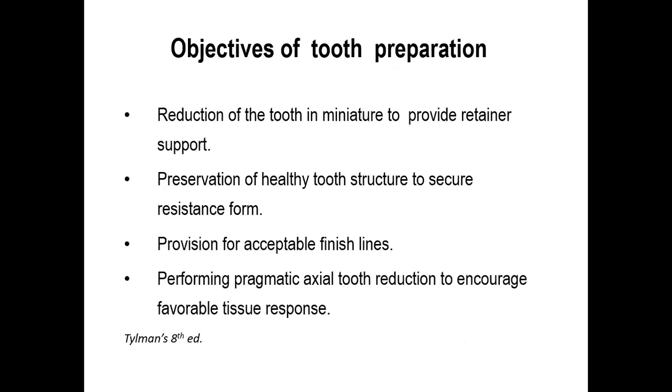Now, what are the objectives of tooth preparation? According to Tillman, he has given 4 objectives of tooth preparation. First is reduction of tooth in minimum to provide retainer support. Second is preservation of healthy tooth structure to secure resistance form. Third, provision of acceptable finish lines. Fourth, performing prudent axial tooth reduction to encourage favorable tissue response. These are the objectives of tooth preparation according to Tillman.